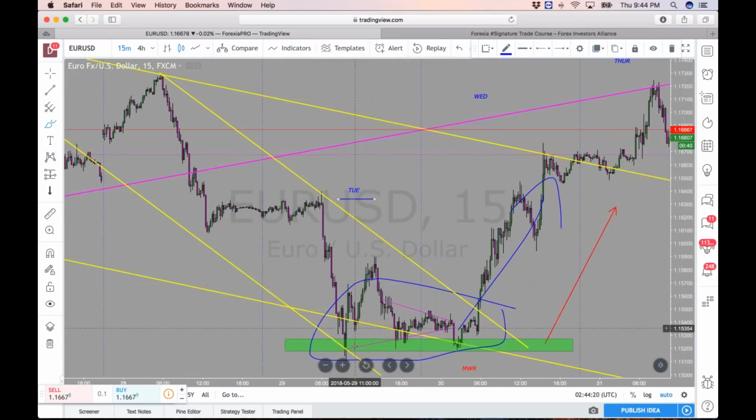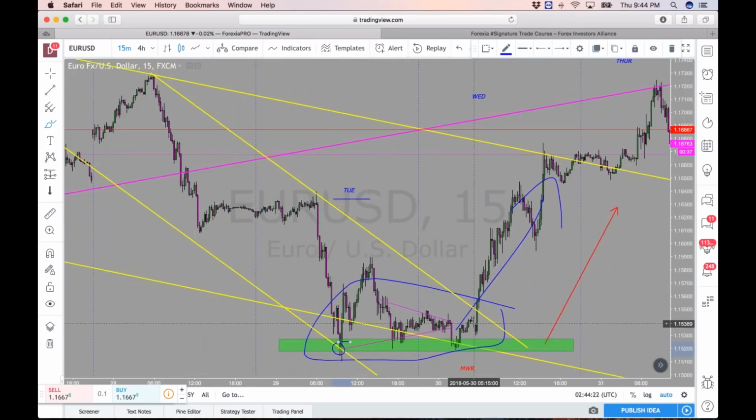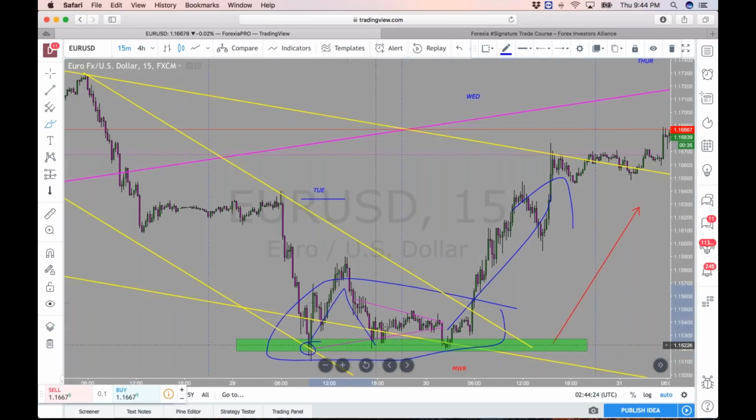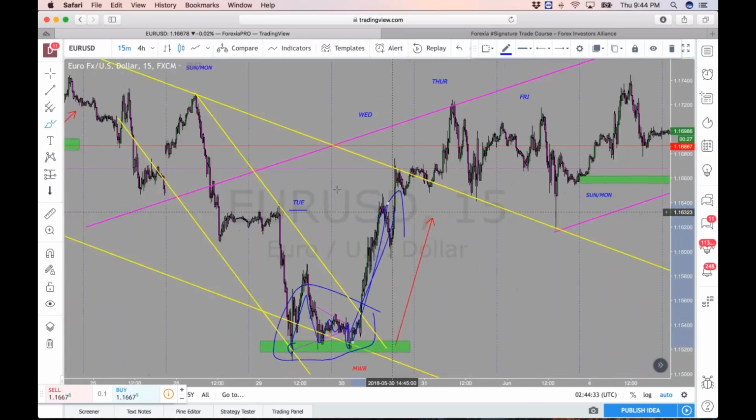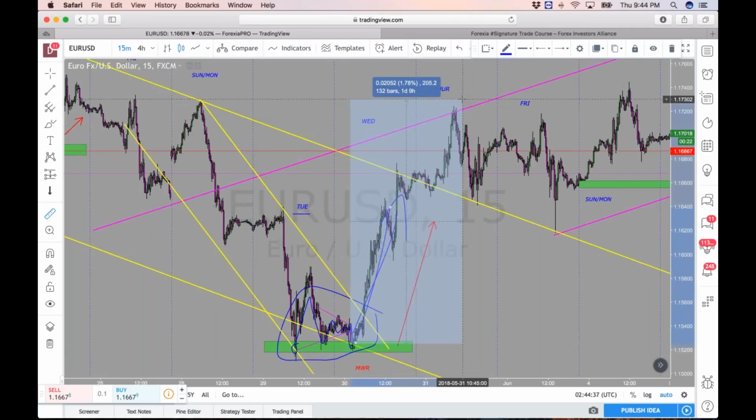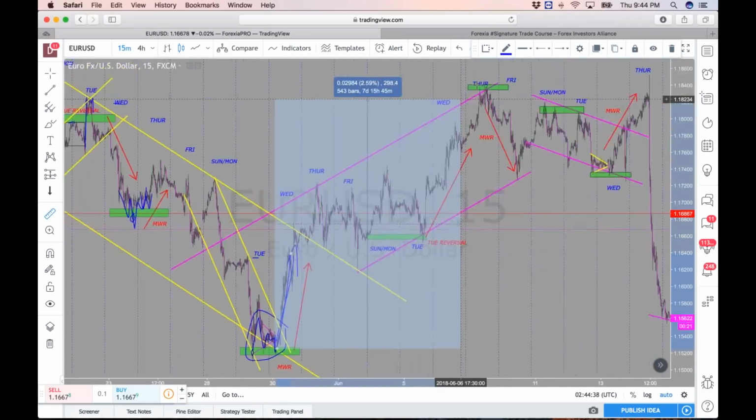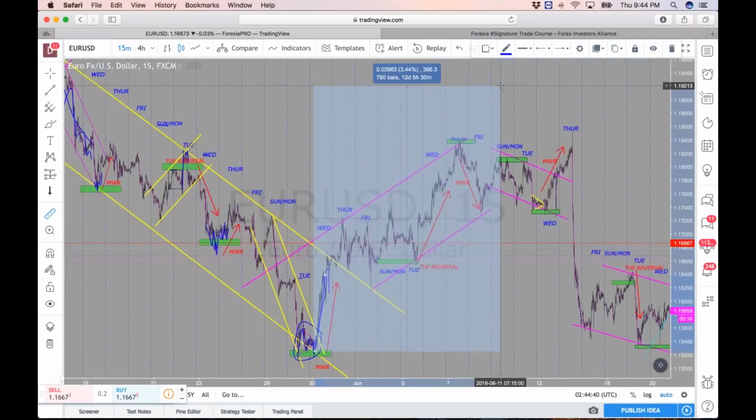Tuesday, low is created, SignatureTrade, breakout in one candle, inducing the sell one last time, reverse. This was a 200 plus pip move, 300 pips maybe.